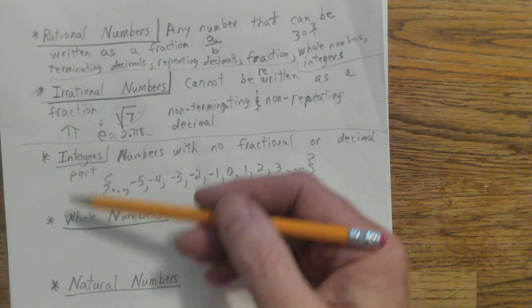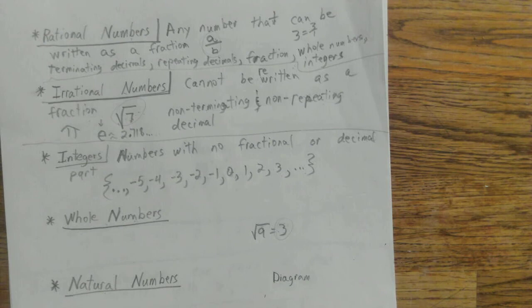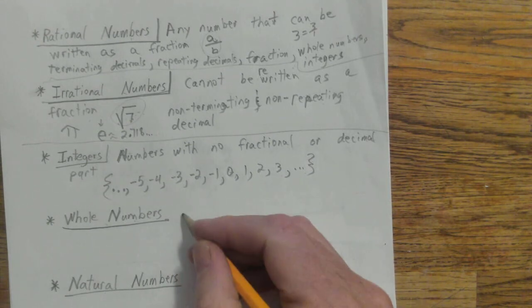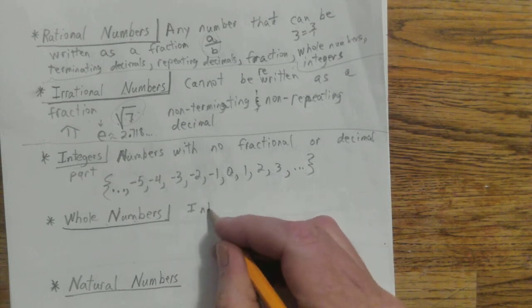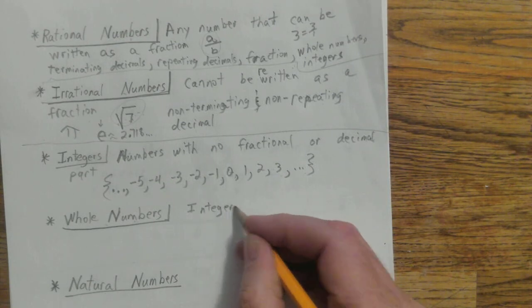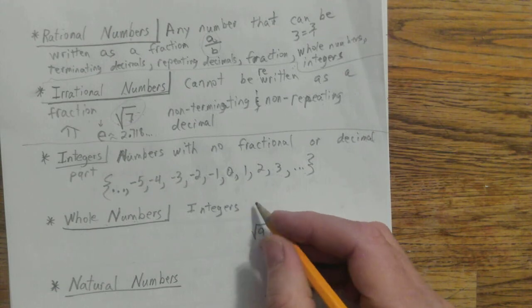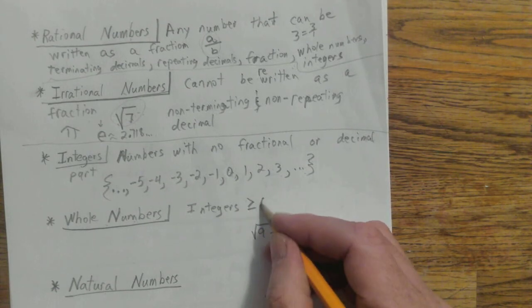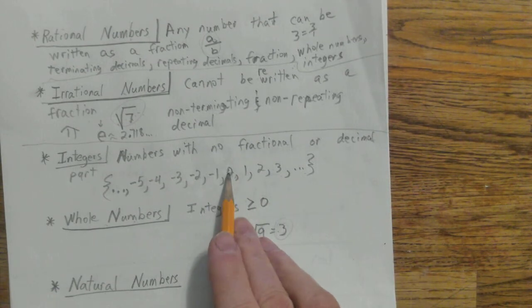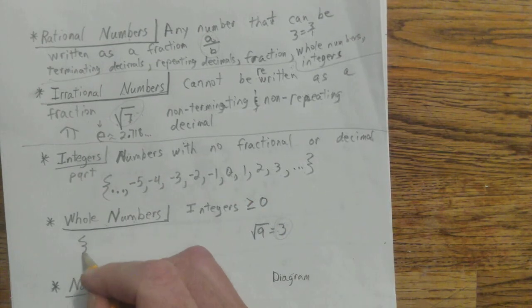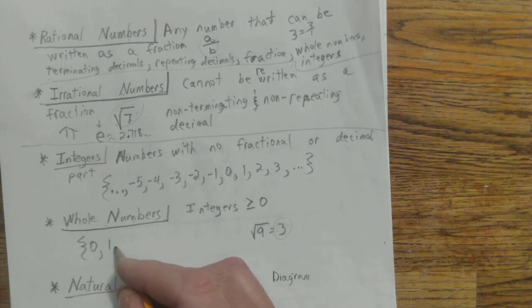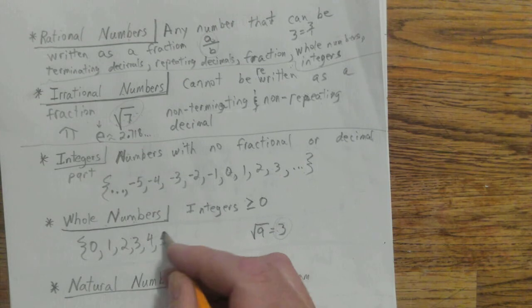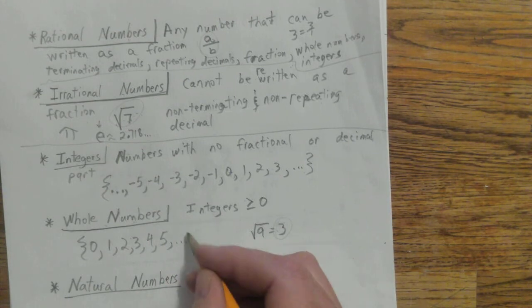Now whole numbers, let me just write them like this. Let's say whole numbers are integers that are greater than or equal to 0. So from here on, we have a smallest whole number. That would be 0. 1, 2, 3, 4, 5, and so on.